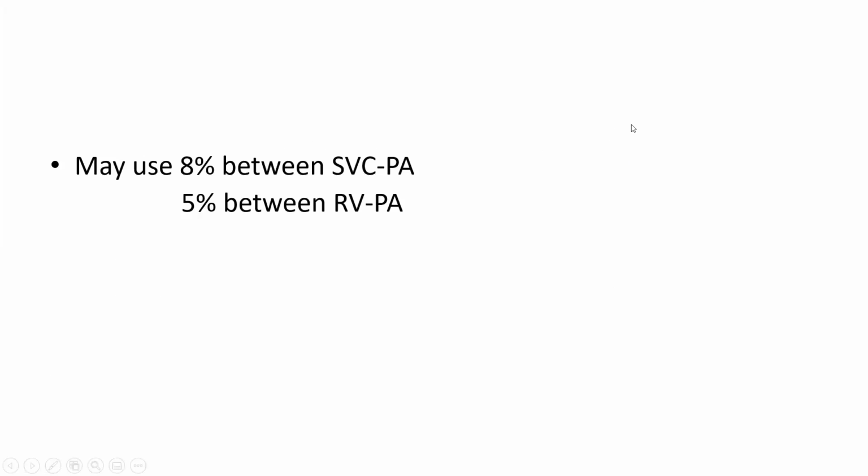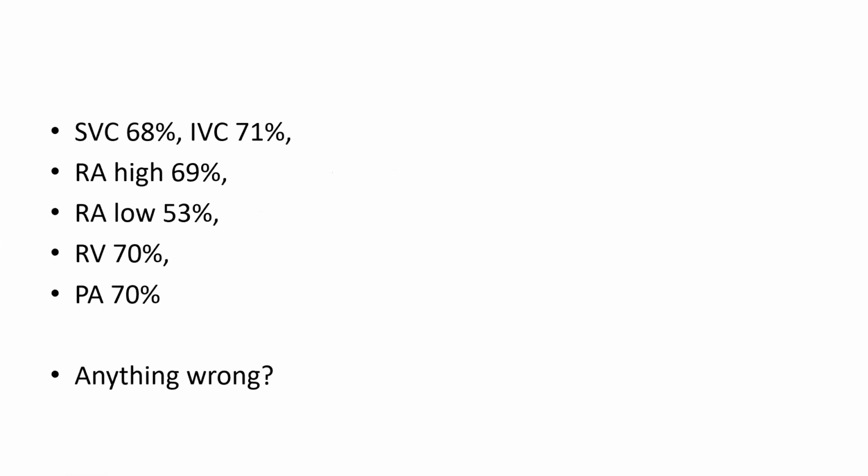I'll just remind you, 8% between SVC and PA is considered the significant cutoff for what we consider shunting, okay? I will give you a quick example here. This is SVC 68, IVC 71, RA high 69, RA low 53, RV 70, PA 70. Anything wrong?